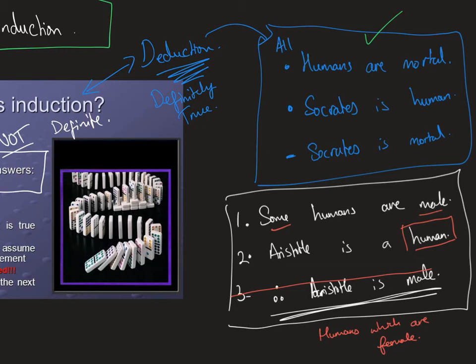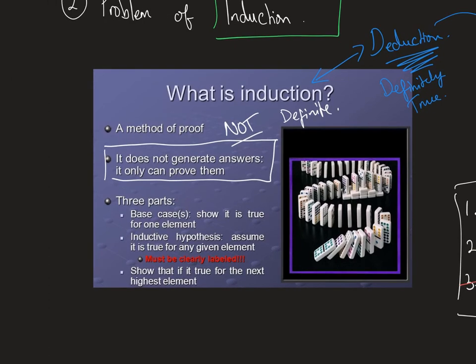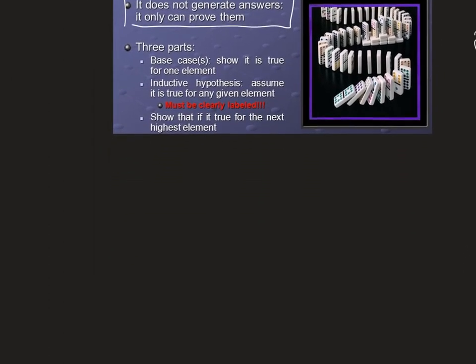But if I was to say this, all humans are male and Aristotle is a human, then this would be a deductive argument where Aristotle would definitely have to be male, but only if I had this in. So I hope that makes sense. So that's what inductive and deductive means. And so science is inductive by definition. And I'll very quickly show you how.